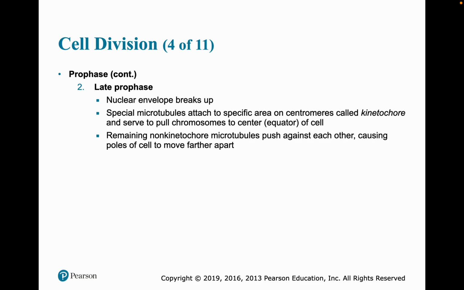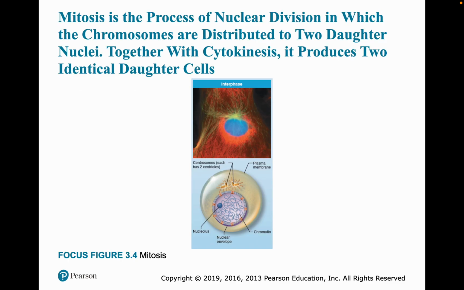Later on, the nuclear envelope is going to break up. Special microtubules attach to the centromeres at locations called kinetochores, which are going to pull the chromosomes first to the center of the cell and then away from each other. The non-kinetochore microtubules push against each other, causing the poles of the cell to move further and further apart. So you can recognize a prophase cell by the presence of chromosomes in what used to be the nucleus.